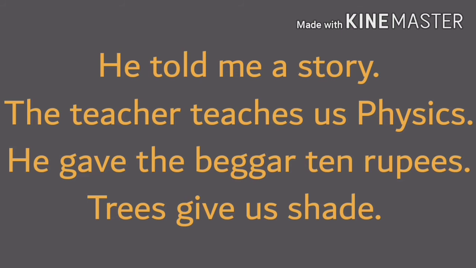Trees give us shade. Give what? Shade. To whom? Us. So shade is the direct object and us is the indirect object. And you know, if the indirect object of a sentence is a noun or a pronoun, it is said to be in accusative case or objective case. I hope all of you got it.